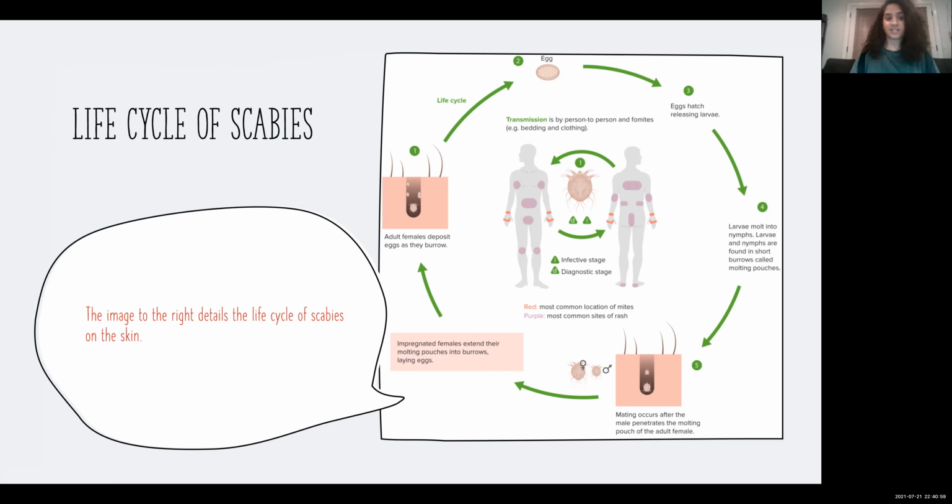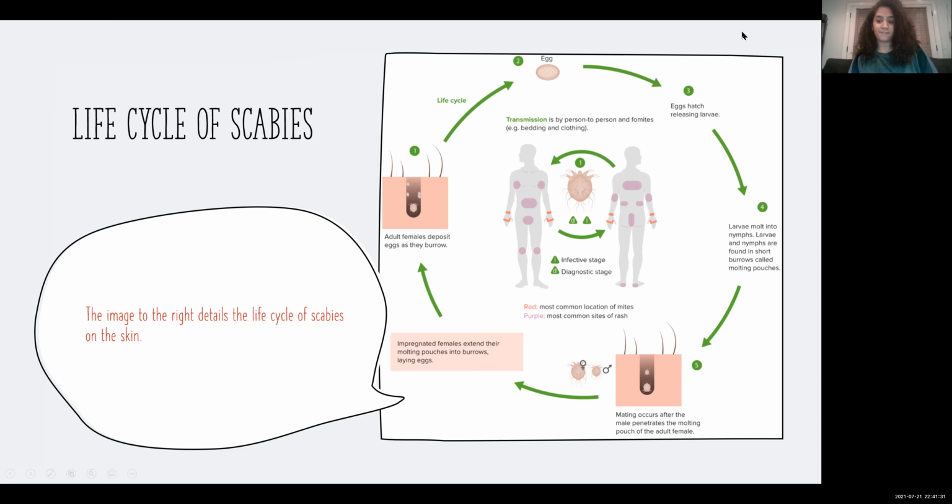So here on this slide, we have the life cycle of scabies. The image to the right details the life cycle on the skin. First, the adult females deposit eggs as they burrow through your epidermis. Once the egg is there, the egg hatches and releases the larvae. The larvae molt into the nymphs. Larvae and nymphs are found in short burrows called molting pouches.